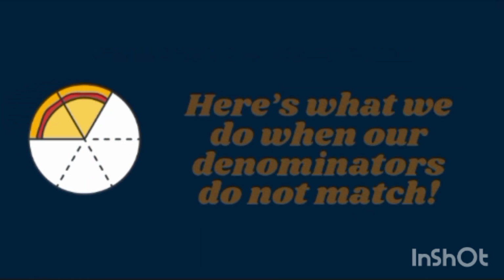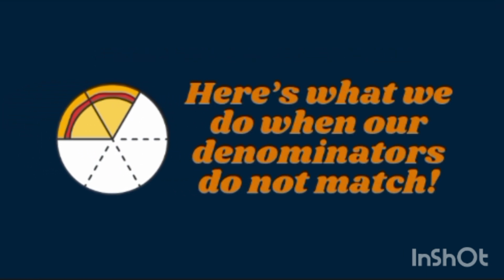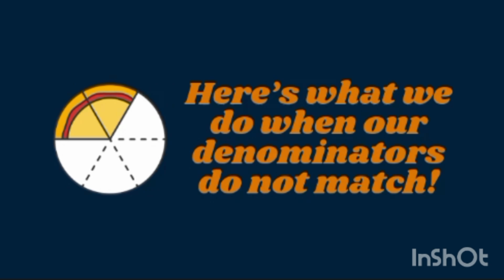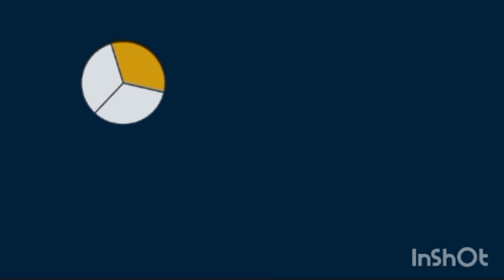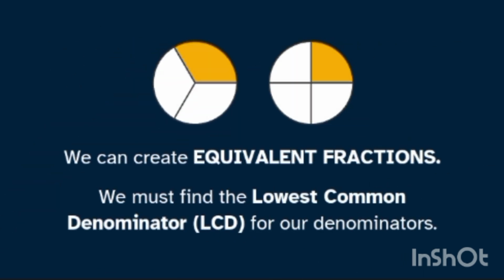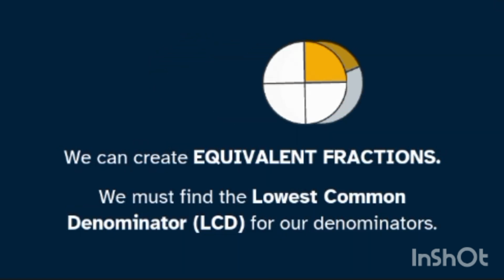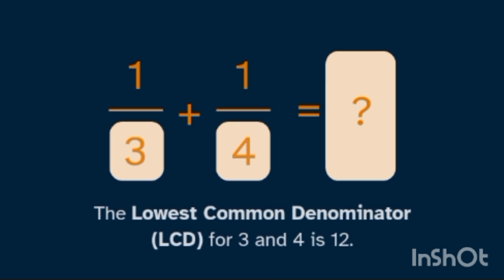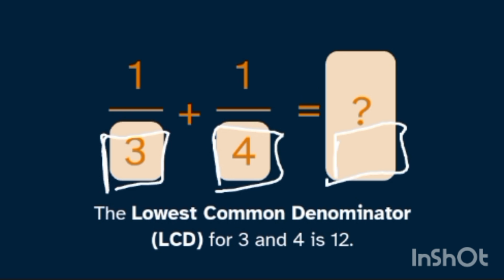Now, what about when our denominators do not match? Suppose your denominators are not the same, they are different. In that case, you need to find the lowest common denominator. Suppose here you have denominators 3 and 4. There is no common denominator, so you don't know what denominator to keep in your answer.